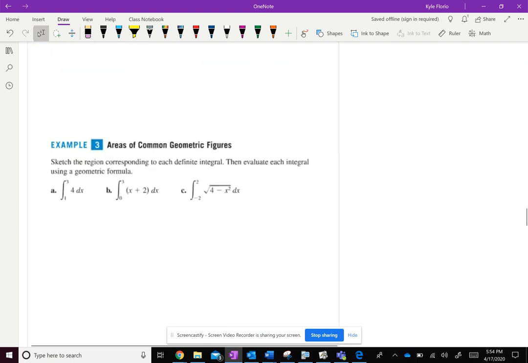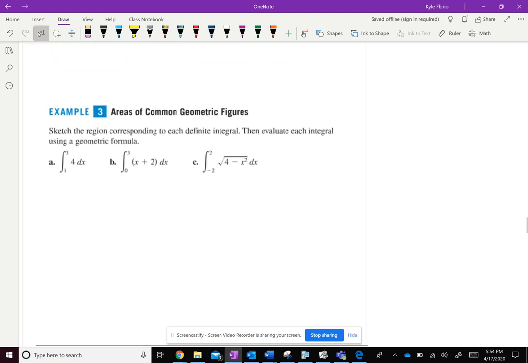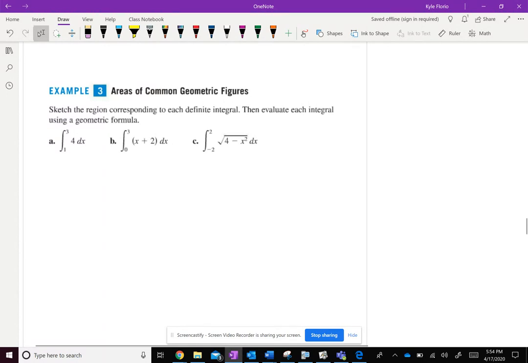Hey, Calculus, Mr. Florio. We're going to do a couple more examples from 5.3 definite integrals. What we said last time is that if I want to find the area, as long as my function is continuous and non-negative on the closed interval from a to b, then the area is just the definite integral of that function from a to b.